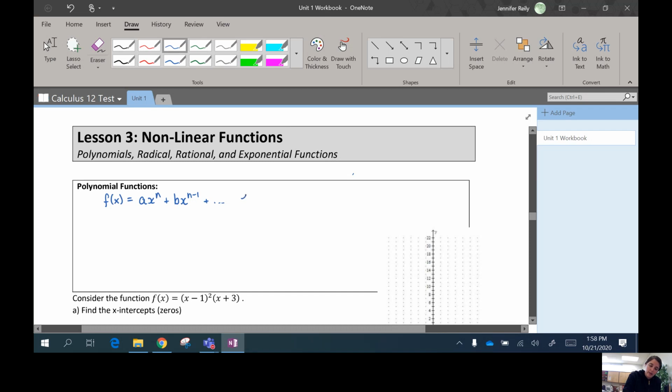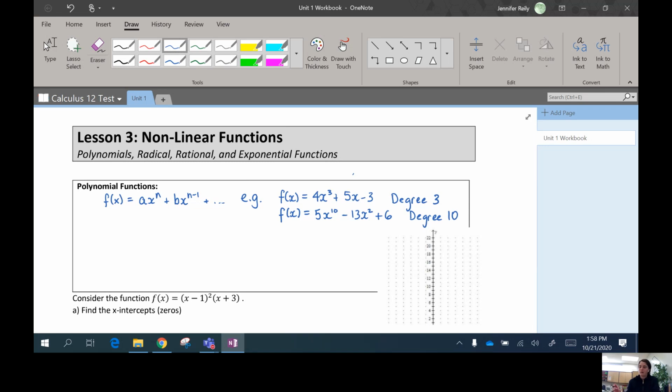Let me give you an example. f of x equals, let's say, 4x cubed plus 5x minus 3. That would be a degree 3 polynomial. You could have a larger degree, like 5x to the power of 10 minus 13x squared plus 6. That would be degree 10. We probably won't be seeing degree 10 polynomials, but you get the idea. You can have any power. It's called a polynomial if it has that format.